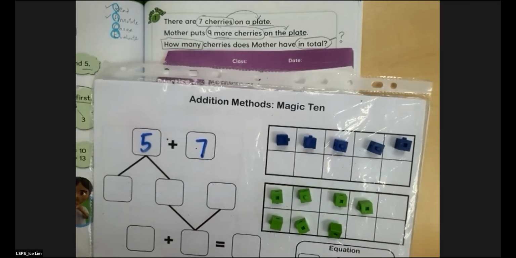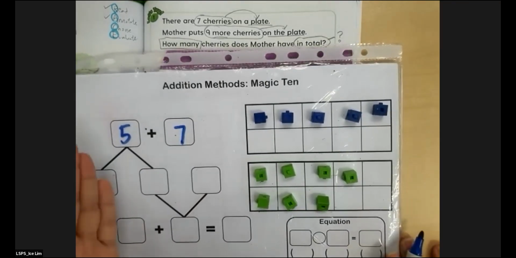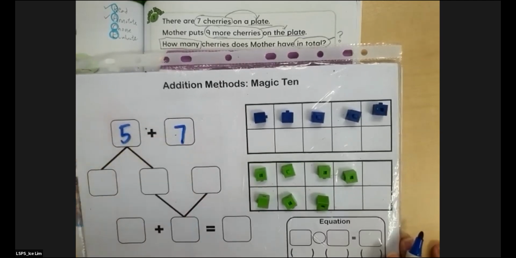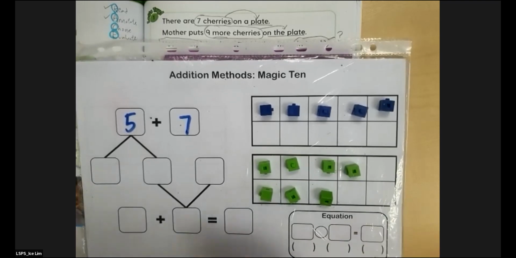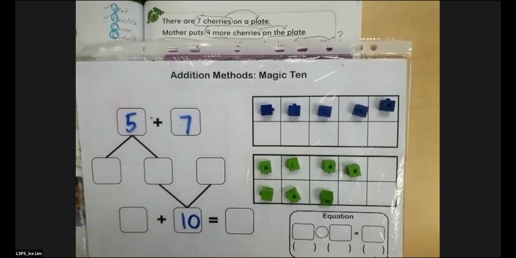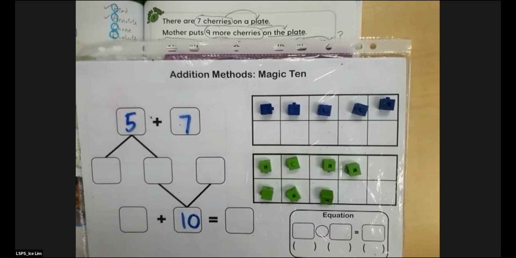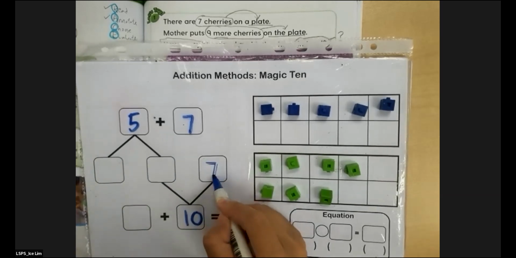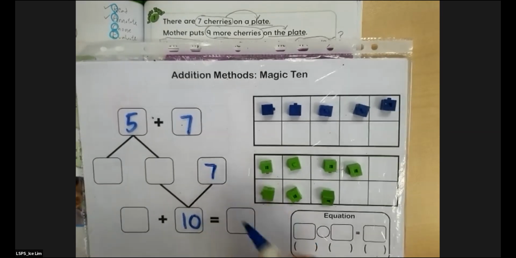I want to see the 10 frames, 7 and 5 or 5 and 7. Okay, now I want to break one of the numbers into number bonds so that I can make 10 here. Which number do you think I should break? Shall I break 7 or should I break 5? If I say I want you to break 5 and make 7 into 10 first, what should be the number bond that we are going to use?